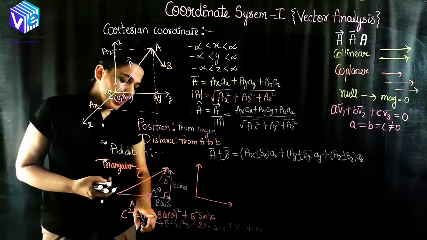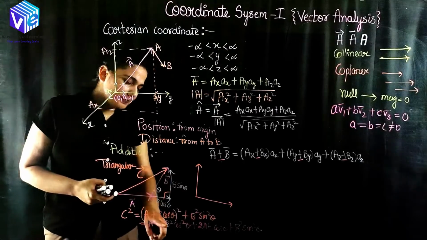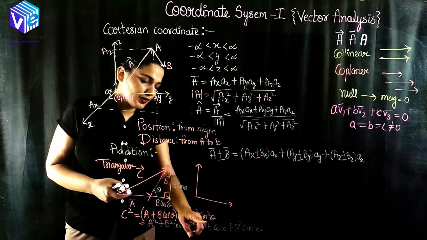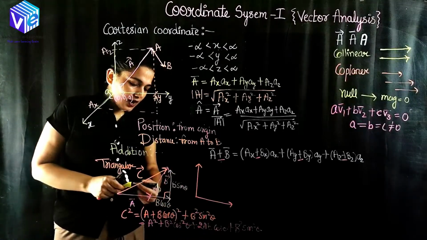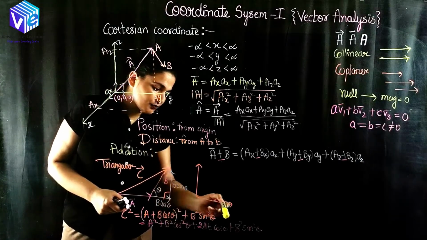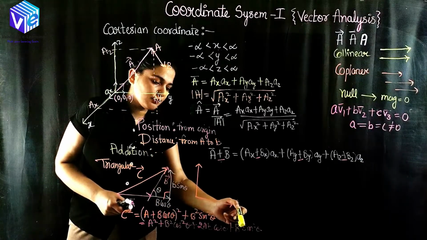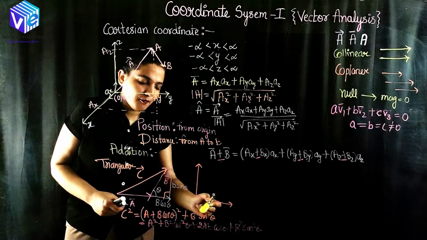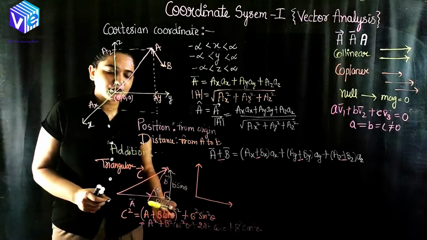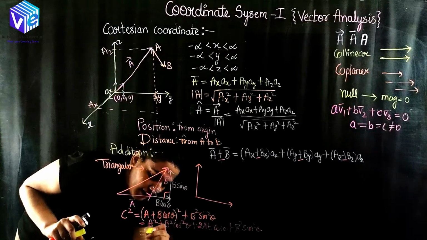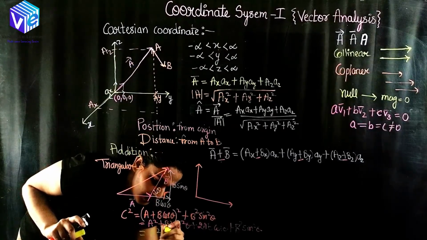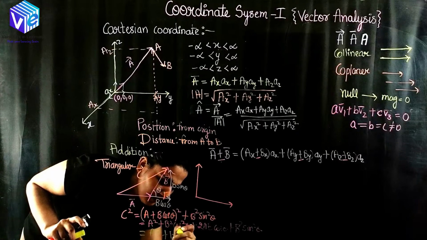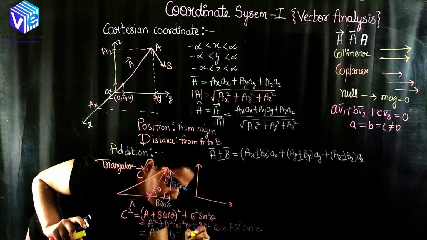So here I use the identity A square plus B square cos square theta plus 2AB cos theta. Now I can take this B square cos square theta and this B square sin square theta together, and I can take the B square common from it. So cos square theta plus sin square theta is 1. So here I am left with A square plus B square plus 2AB cos theta.